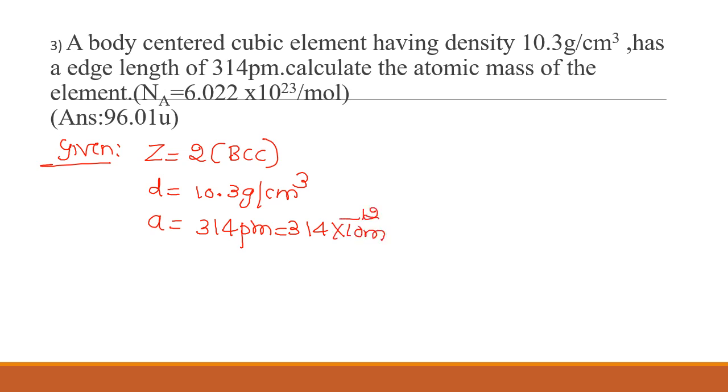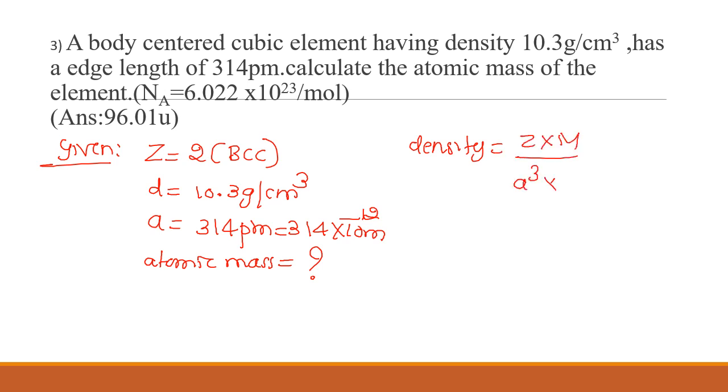And what is asked here? Calculate the atomic mass of the element. Atomic mass is asked. Okay. Now let us write the formula. Density is equal to Z into M divided by A cube into Na. Okay. We need to find out the atomic mass. That means we need to find out the value of molar mass, capital letter M here.